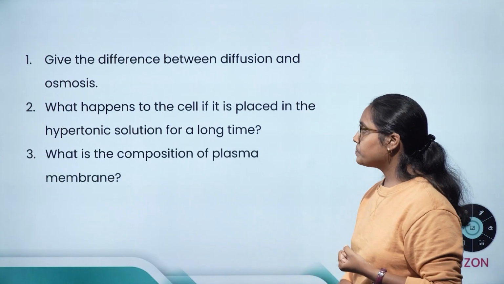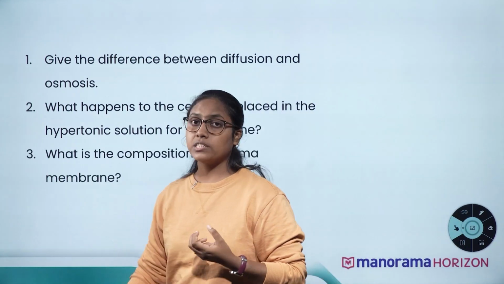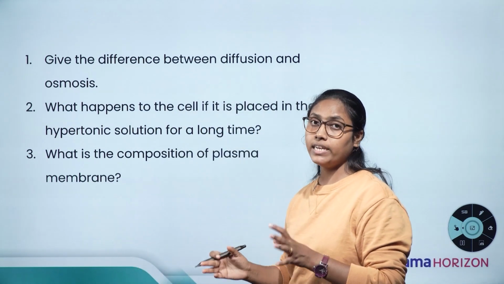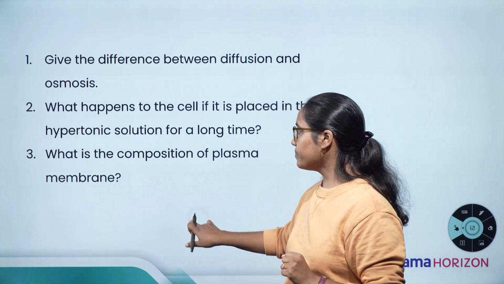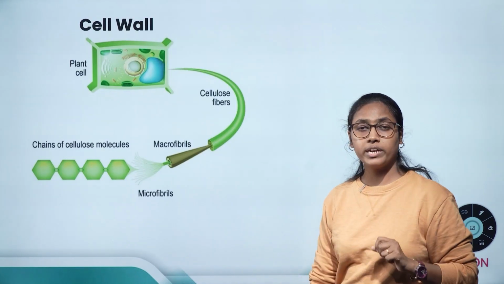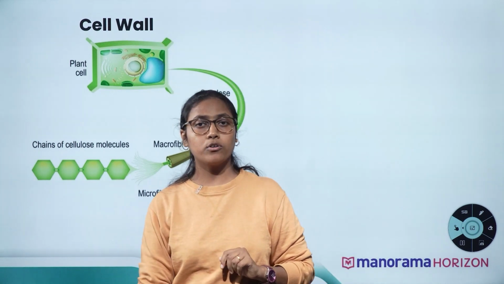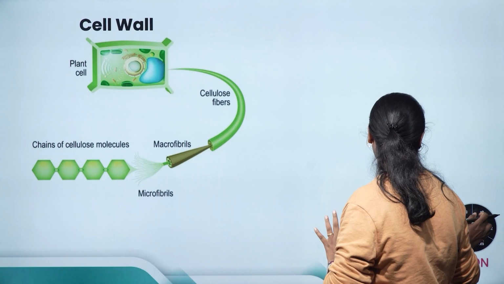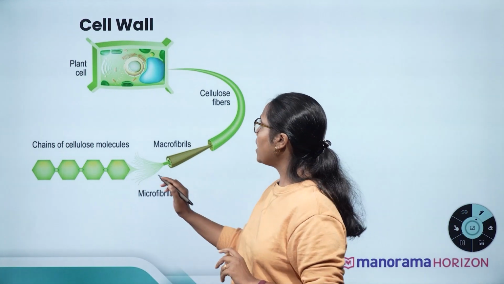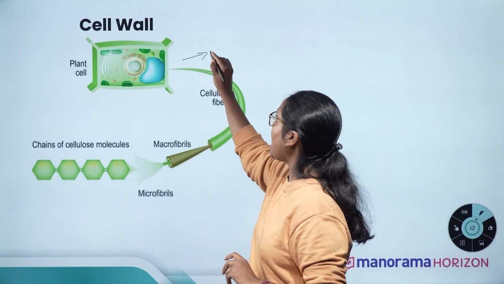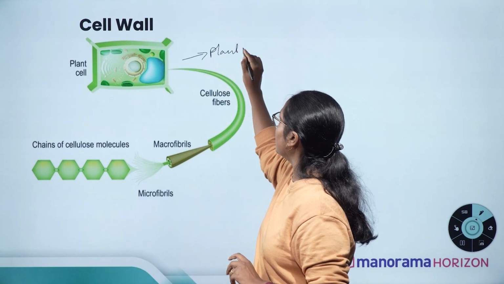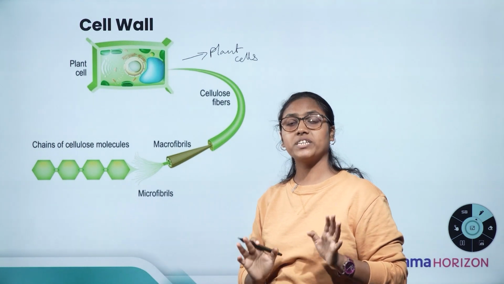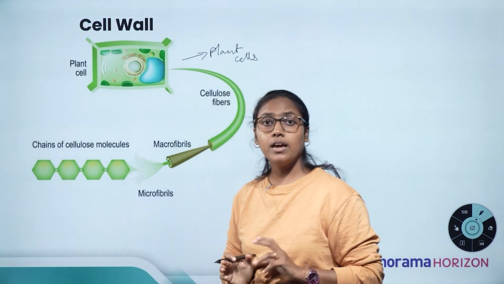Now, next, what is the composition of plasma membrane? It is made up of protein and lipids. Okay. Now, we'll move on to the next part of the cell, that is the cell wall. If you see, the cell wall is present only in plant cells. It's not present in animal cells. Even in bacterial cells it is present. It is present in plant cells as well as in bacterial cells.